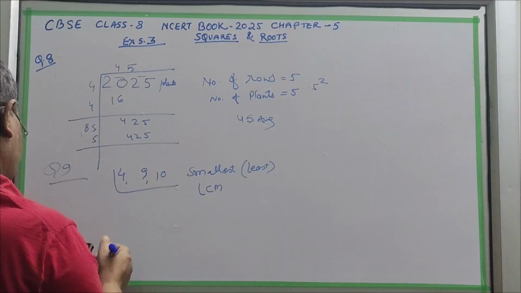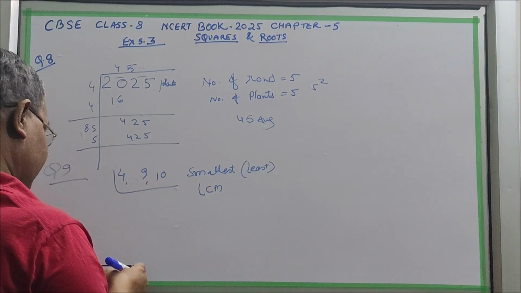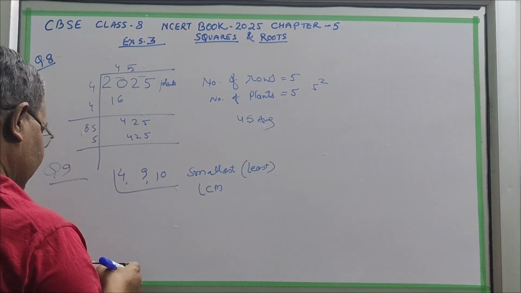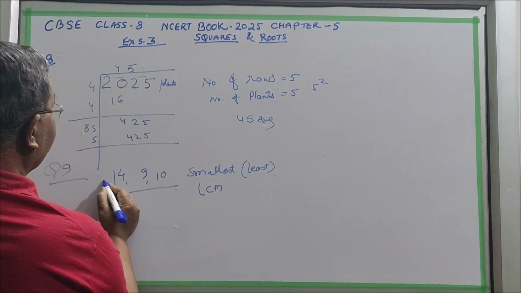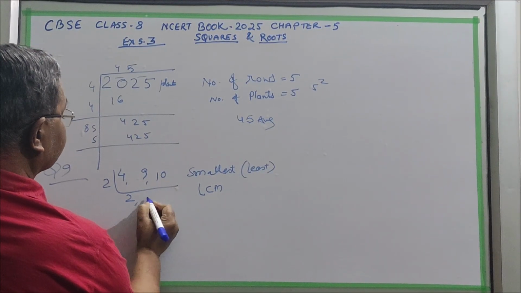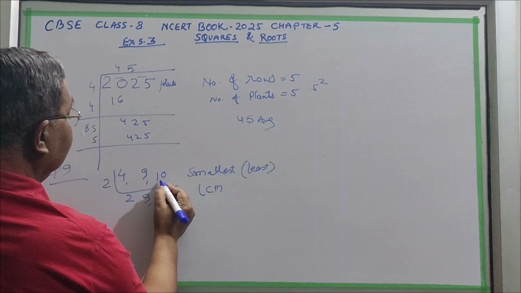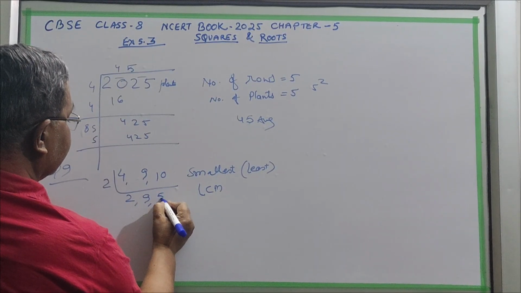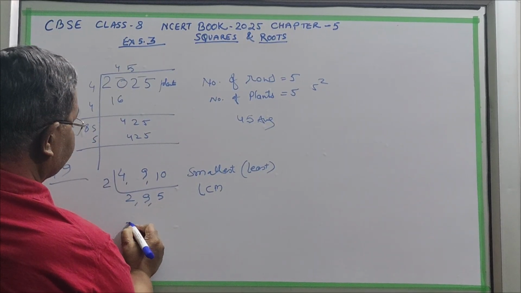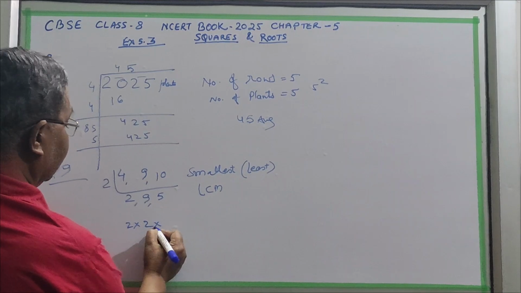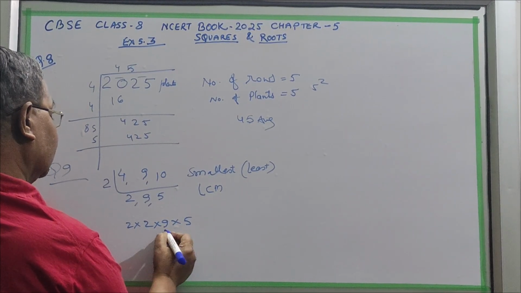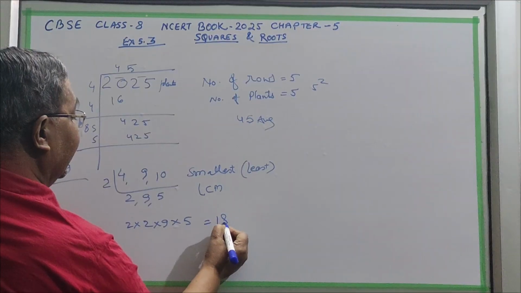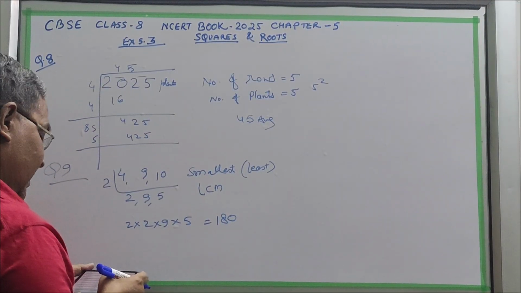So, the smallest square number that is divisible by each of the following numbers. So the smallest number is 2 into 2 into 9 into 5. So it is 180. 180 is the smallest number.